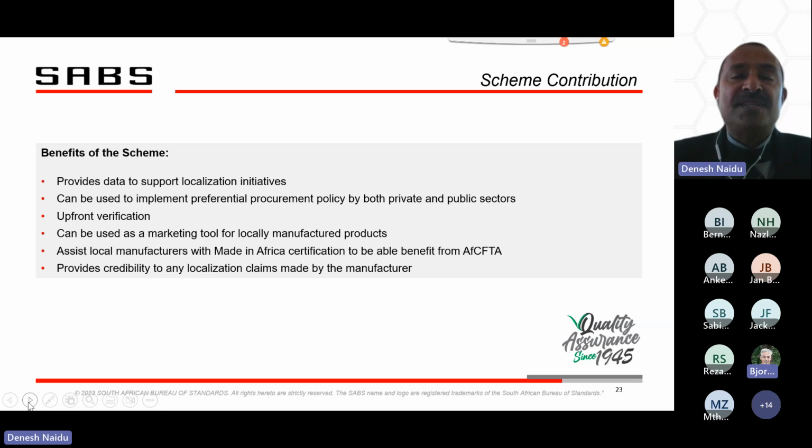The key process around this particular local content grading scheme and the scheme that SABS has launched is it's an upfront verification, which means that you don't have to wait for a tender to be awarded. You don't have to wait to become a supplier or a winning bidder before you can have your independent verification done on your contribution towards localization. It certainly can be used for marketing purposes, and it really, in a nutshell, provides that overall credibility around declarations that are being made around localization.